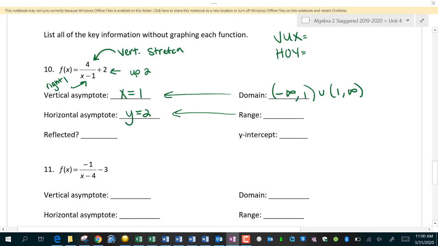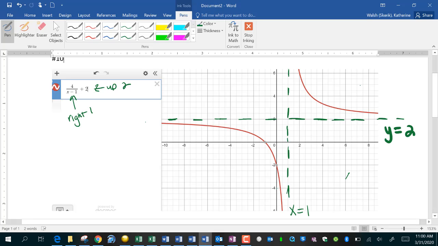Likewise, my range corresponds with the horizontal asymptote. So it would be negative infinity to 2, union 2 to infinity. Again, if I go back to the graph, you can see looking up and down, starting from the bottom, my graph goes up, up, up, takes a break at that asymptote and picks up right back on the other side.